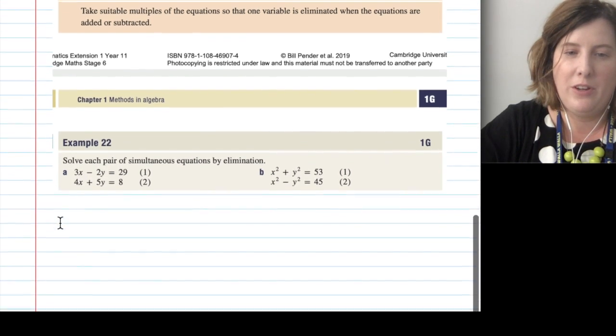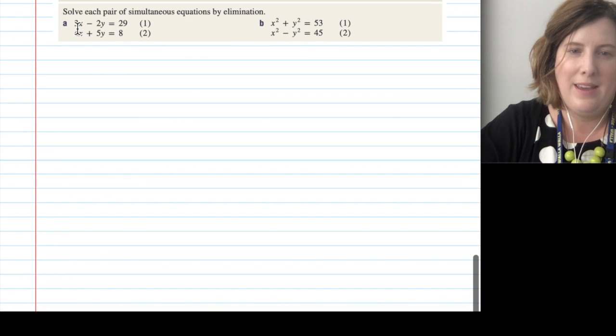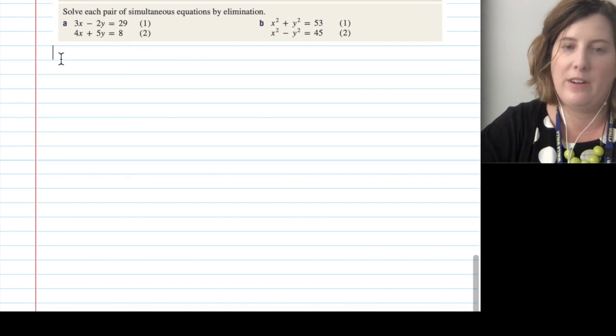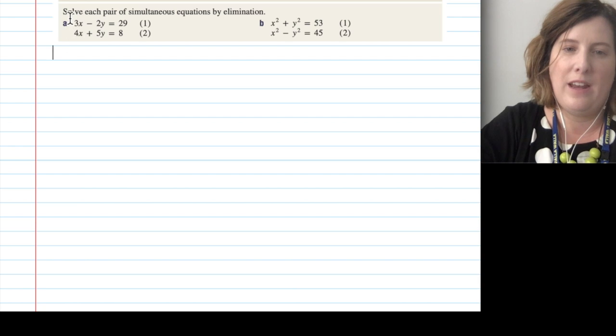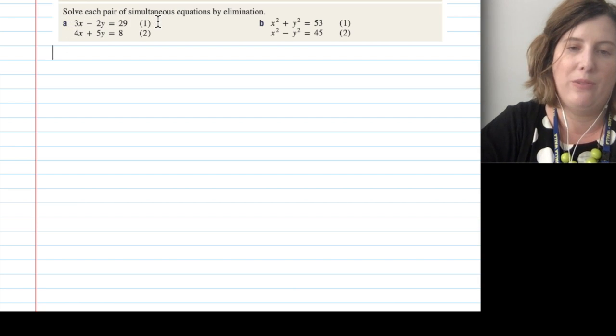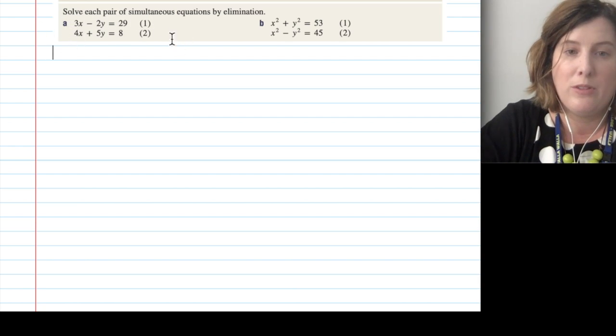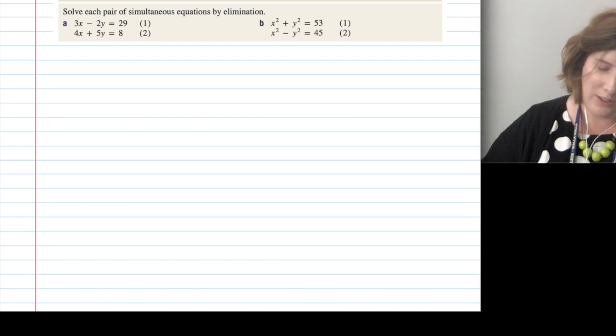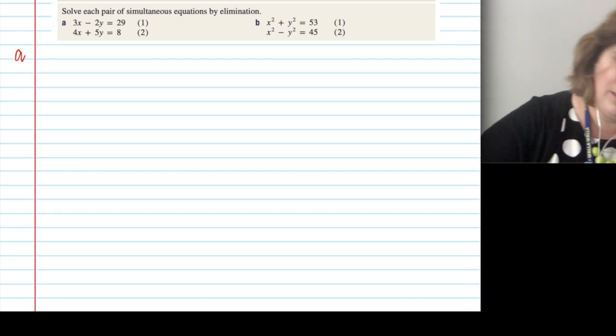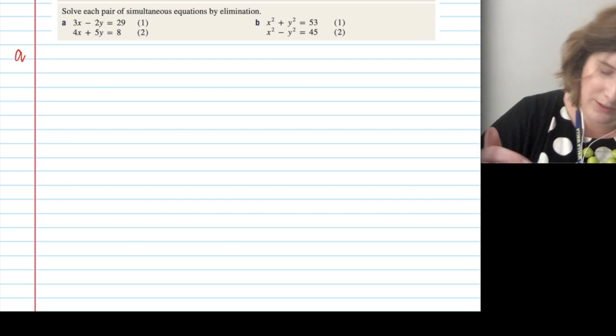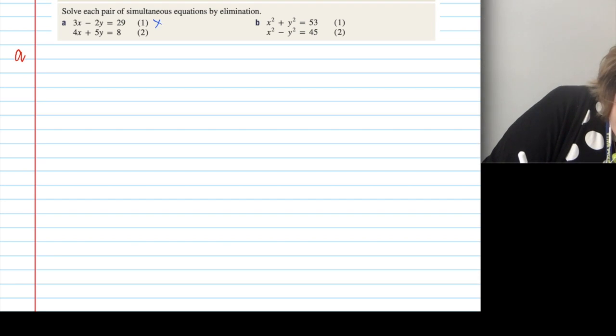I'm going to go for example 22a. I'm actually going to aim for the same number out the front of the x's. So I could do that if I times the whole first equation by 4 and the whole second equation by 3, then I end up with 12x for both of them. So let's actually do that. I'm going to times this whole first equation by 4 and this whole second equation by 3.